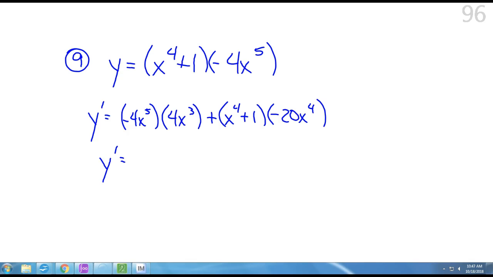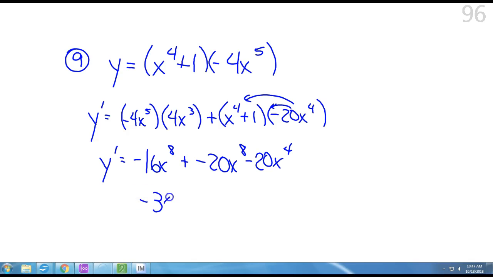Gotcha. Okay. So then multiply this through. So this would be negative 16 x to the 8th because you're going to add those up. Distribute here. So negative 20 x to the 8th minus 20 x to the 4th. And then combine like terms. So negative 36 x to the 8th minus 20 x to the 4th.